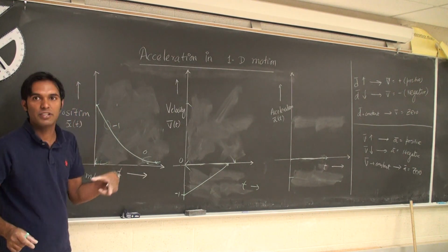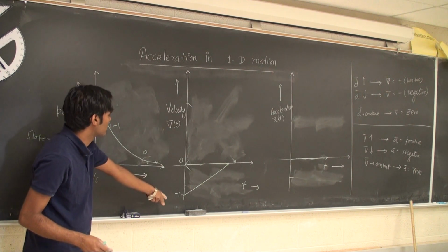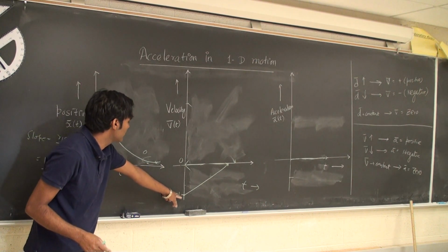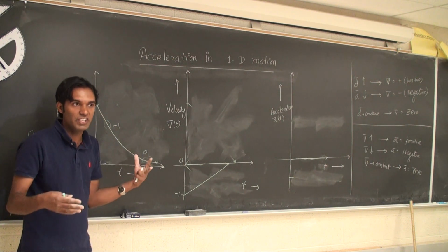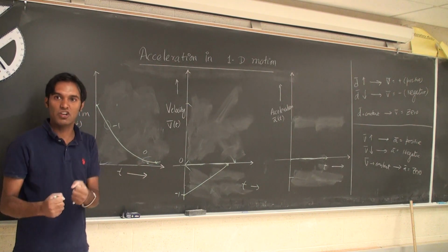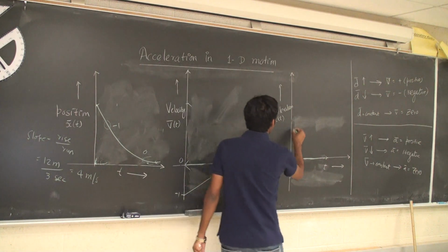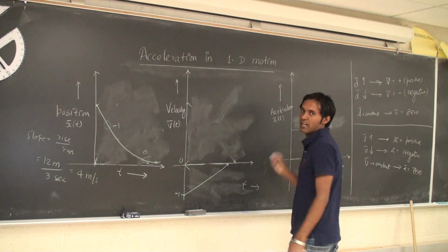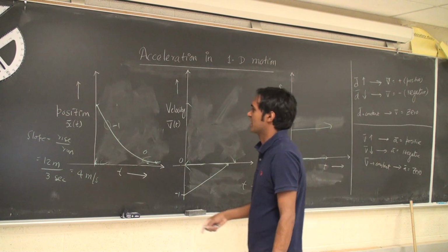What about the acceleration versus time graph? Look at the velocity versus time graph. Your velocity is increasing from -1 to 0. The slope is increasing, it is positive and it is constant. So if you draw the acceleration versus time graph, it will be positive and constant. This is how you draw the acceleration versus time graph.